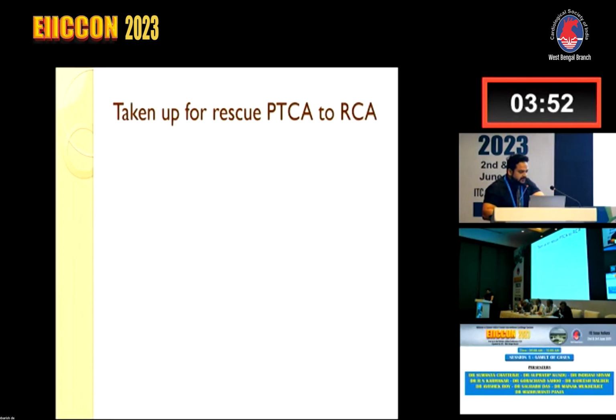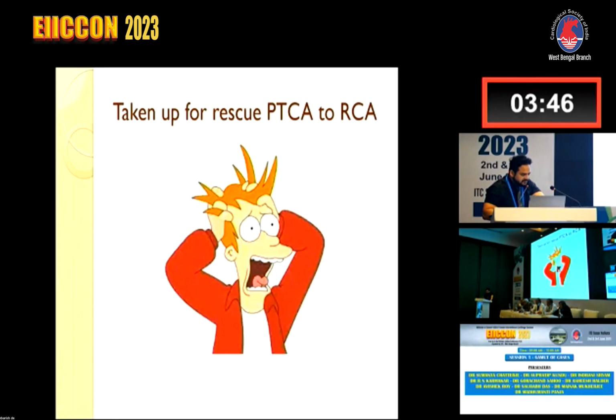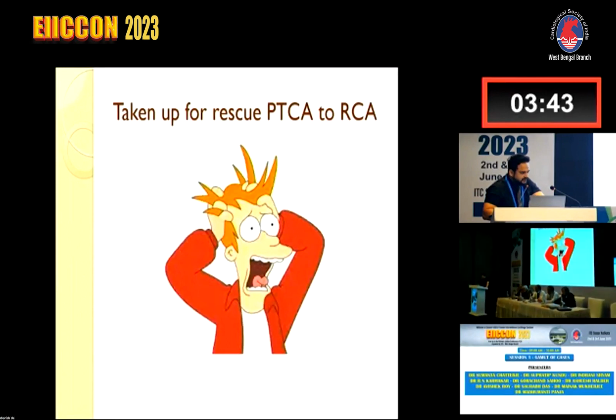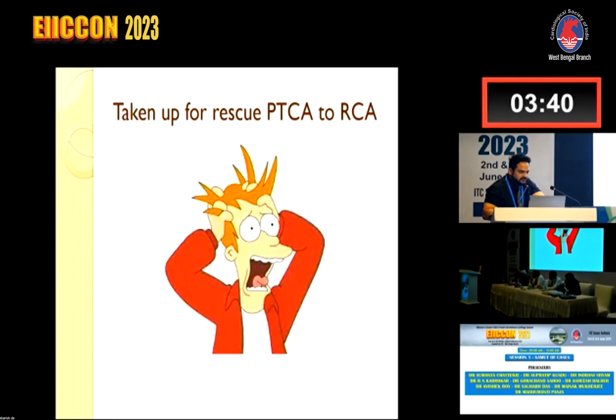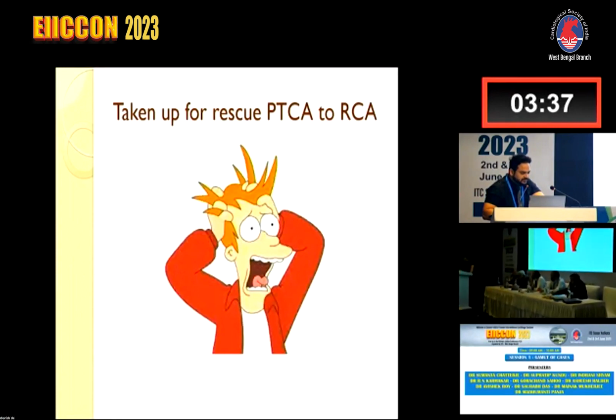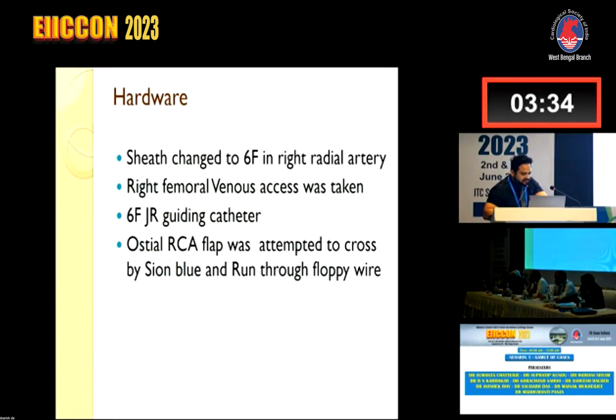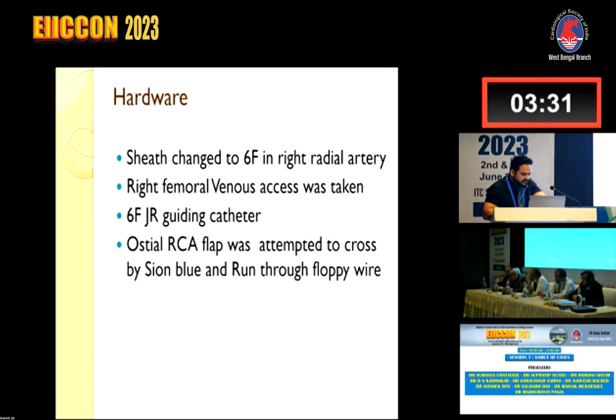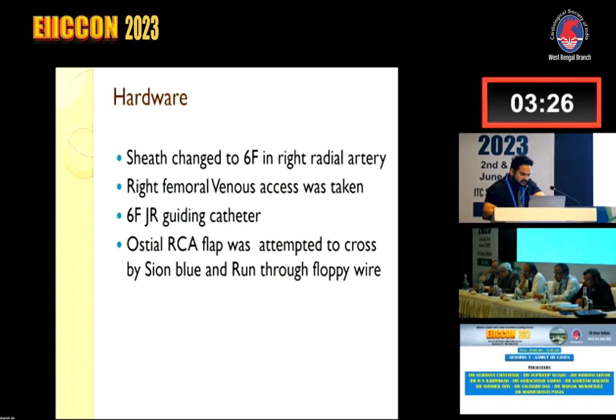So we took the patient in for rescue PTCA to the RCA, and my situation was like this. I was not feeling good, but still we had to keep our courage and rescue the patient. On hardware, we changed the radial sheath from 5 French to 6 French. We took a right femoral venous access for a temporary pacemaker backup, and I also took a right femoral artery puncture so that I could later see the left system. But the main aim was to wire the RCA and restore the flow. So we used a 6 French JR guiding catheter.